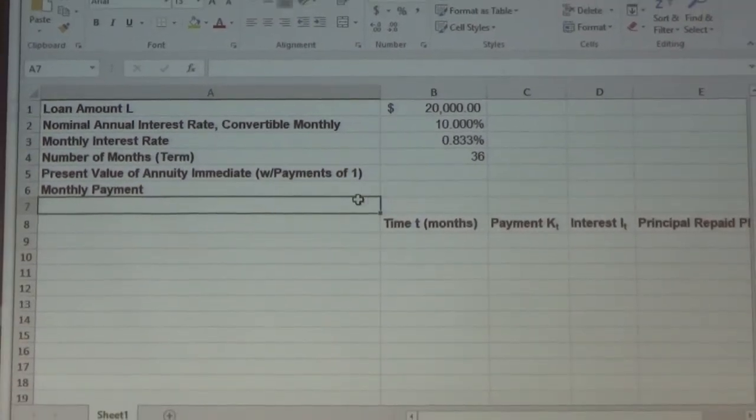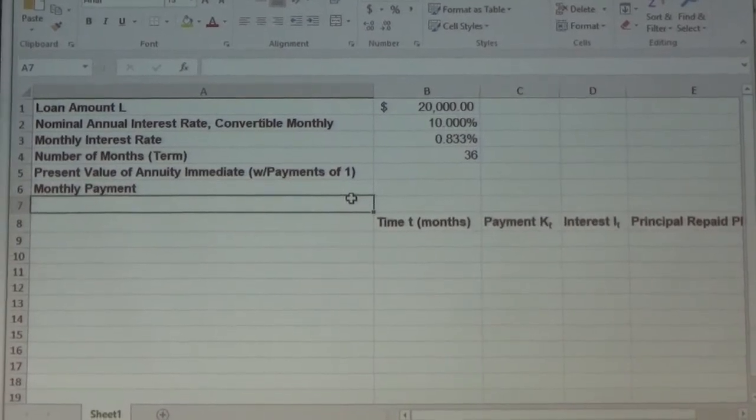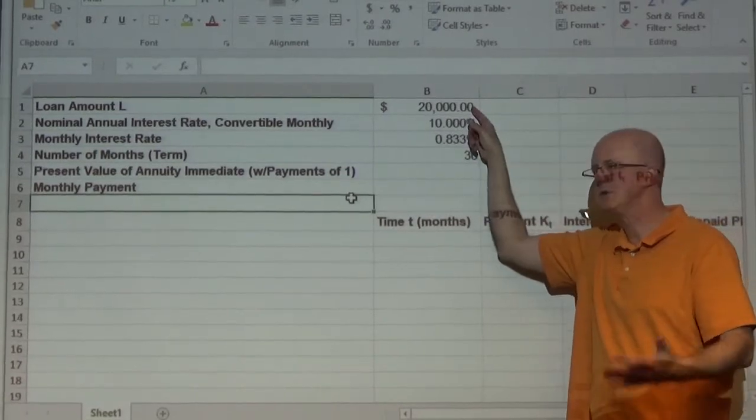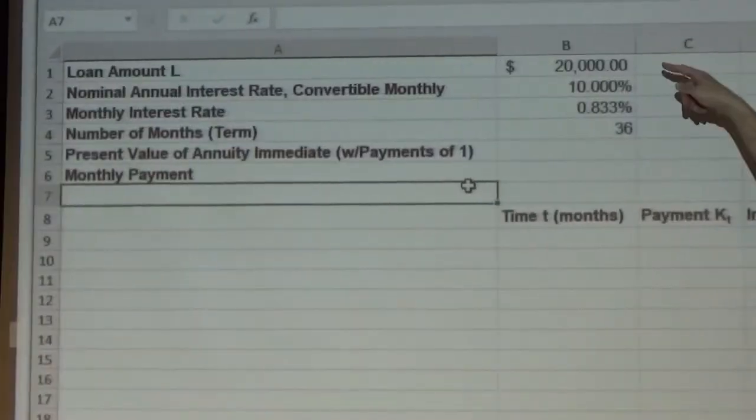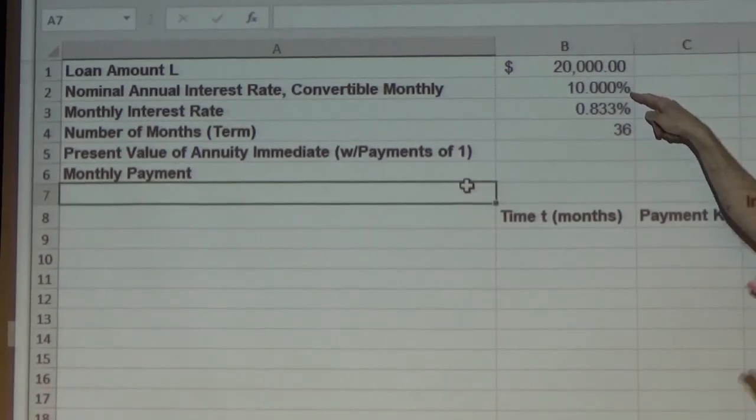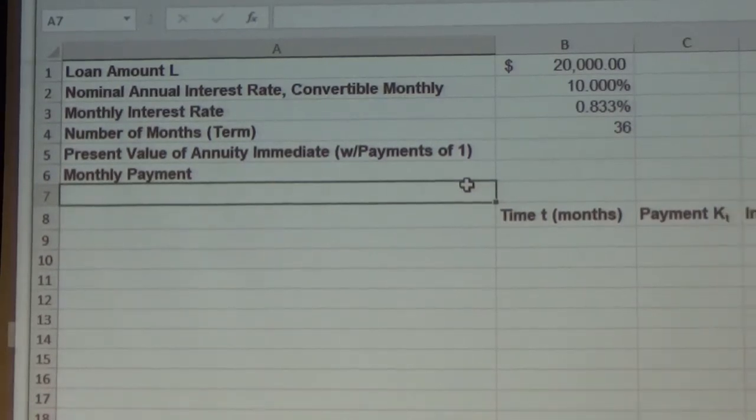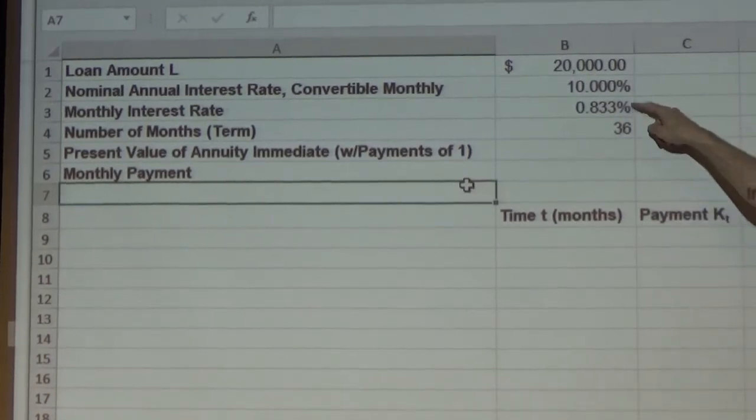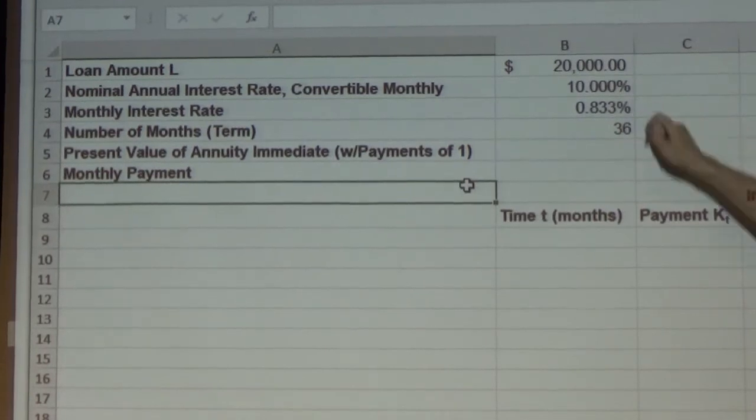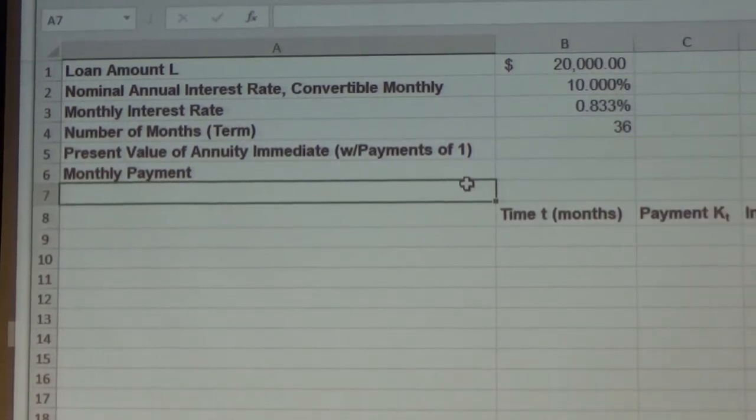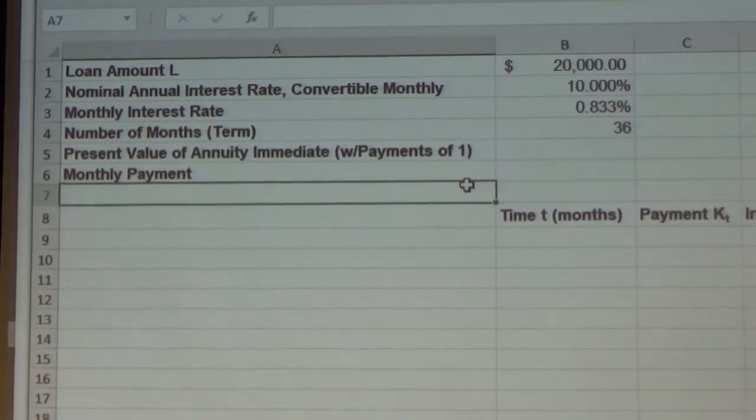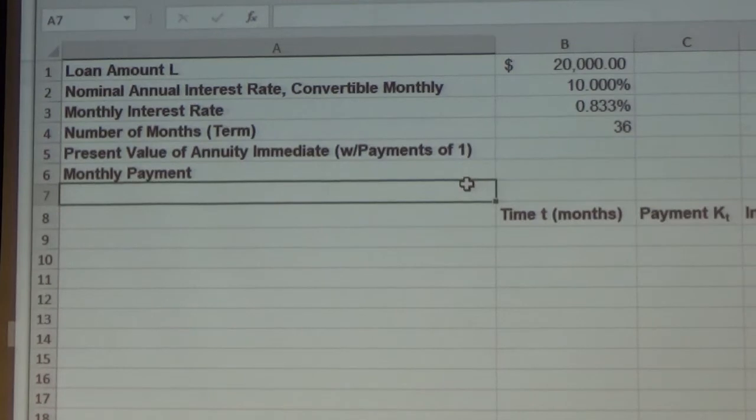So what do I have here? Zoom in on this as I talk about it so we can see it okay. We've got a certain loan amount. I took it to be $20,000, which you could think of as being a car loan, for example. We've got a nominal annual interest rate, convertible monthly, meaning compounded monthly. I took 10% there. You've got a monthly interest rate, which is the nominal annual rate divided by 12. If you take 10 and divide it by 12, you get 0.83 repeating, 3's repeating. And I'm taking the term of the loan in months to be 36, which is the same as 3 years, a common kind of car loan.